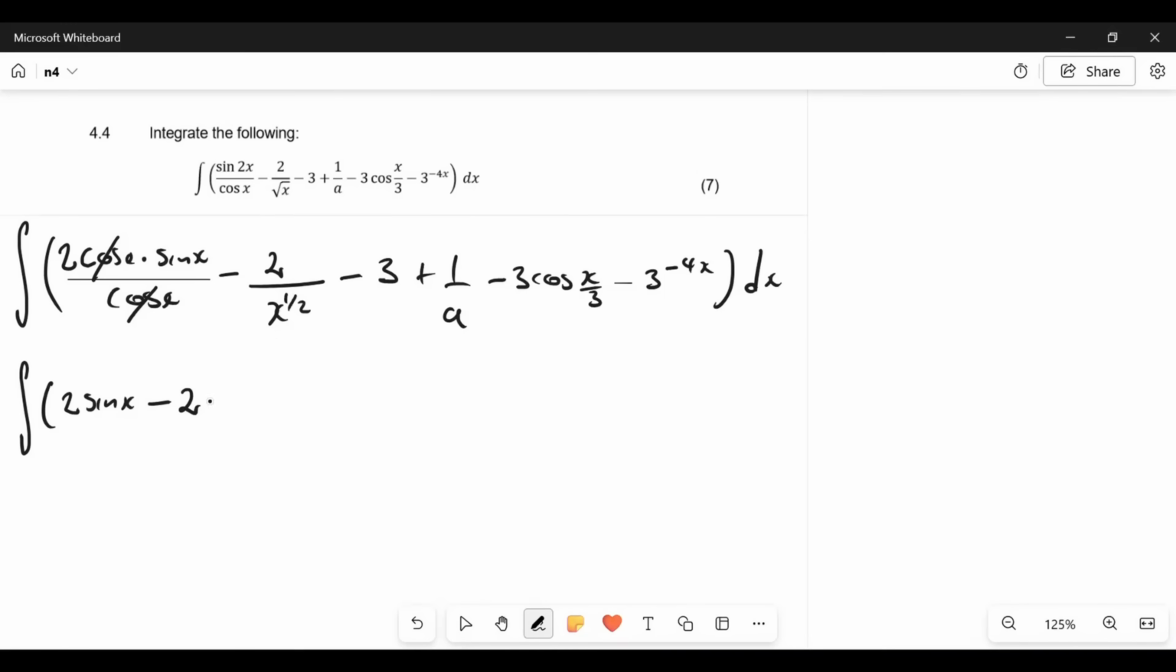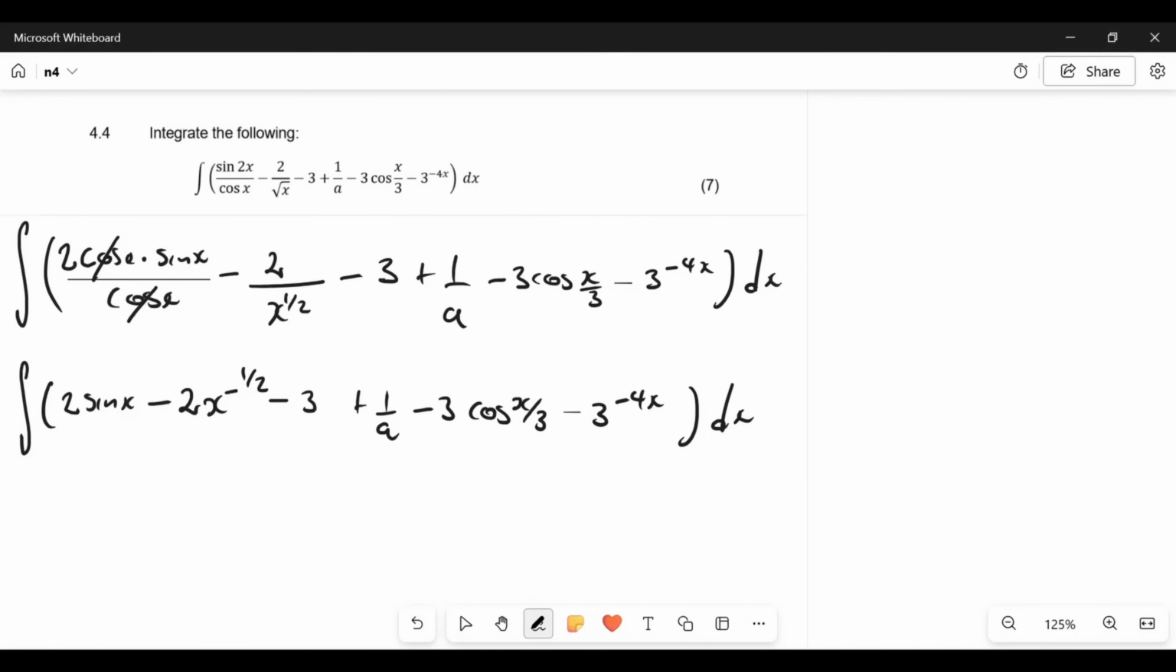2, the coefficient. Now, if you take the x to the power of half on the denominator to the numerator, our exponent there is going to become negative half. Then minus 3 plus 1 over a minus 3 cos x over 3 minus 3 to the power of negative 4x. Then we say dx.